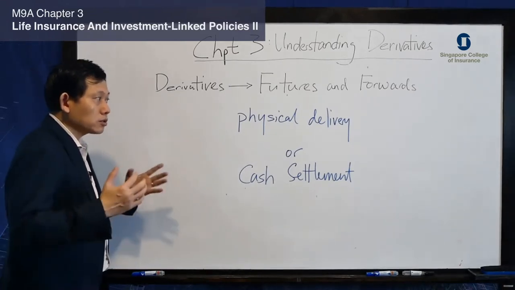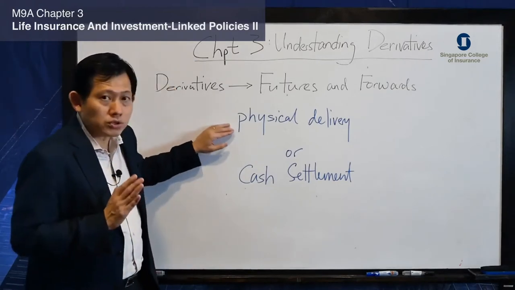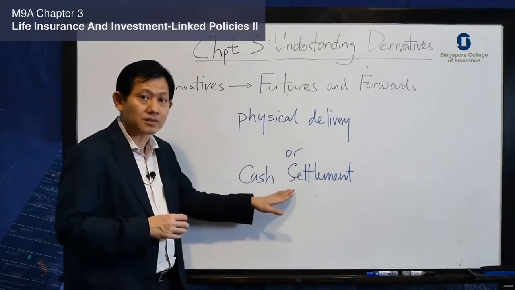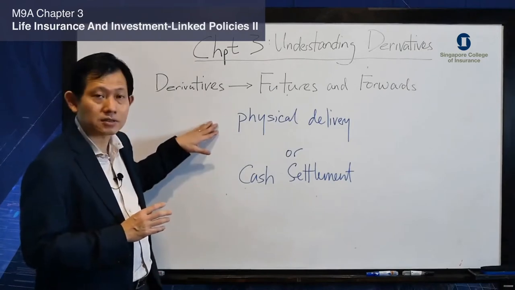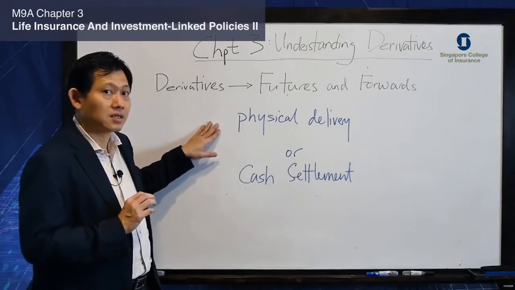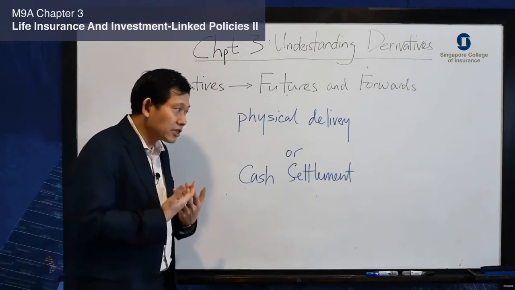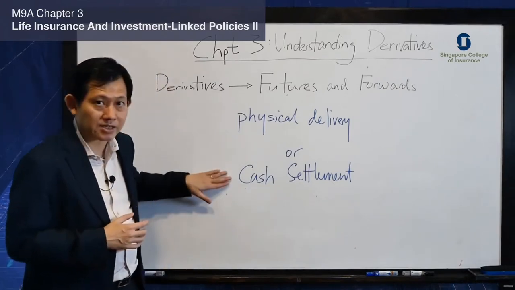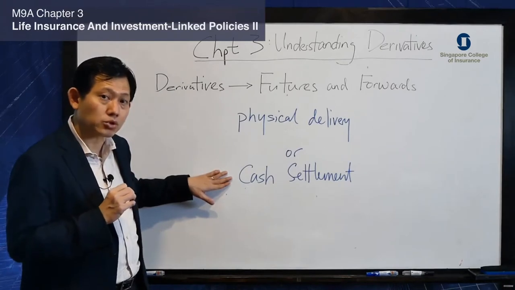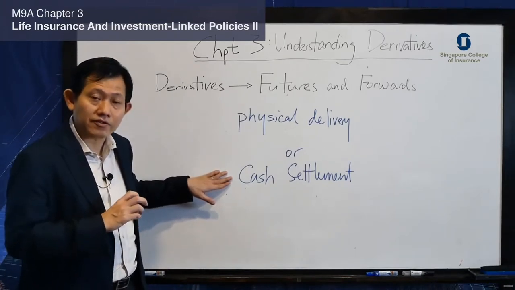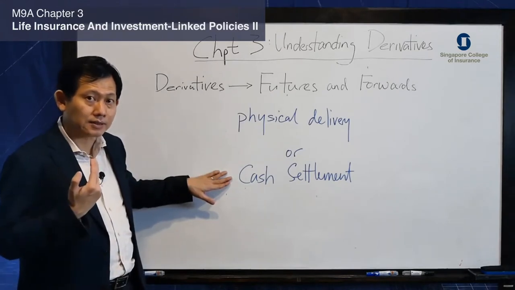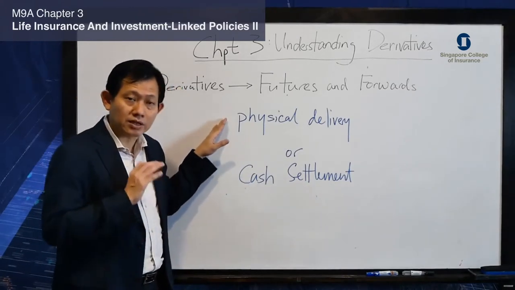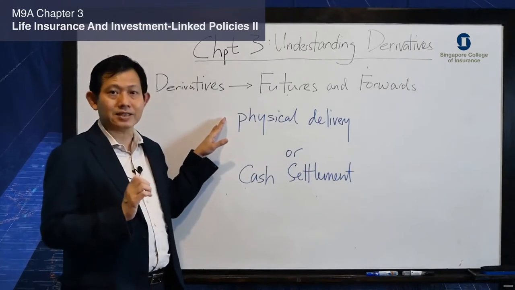Now, in the world today, most of the settlement that is settled by forward or futures contracts, close to 95% of it, are actually cash settlement. Only 2 to 5% of it are physical delivery of the underlying assets. For the purpose of us studying derivatives as part of the main players in structured products, we are talking about cash settlement, using forward and futures contracts to structure together with a traditional investment product for a client. We are not talking about physical delivery in the context of the N9A, M8A study.